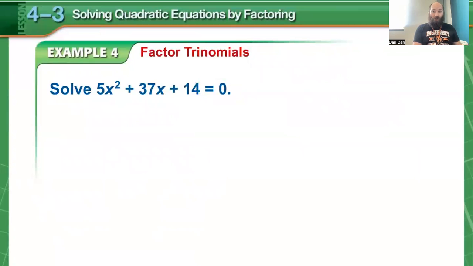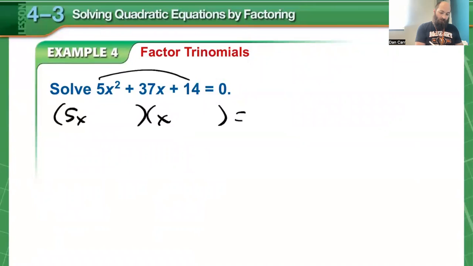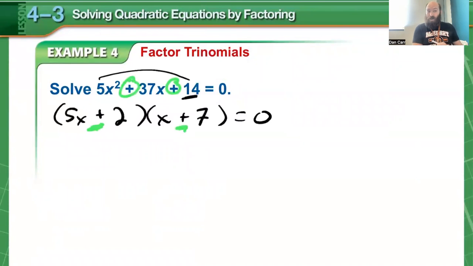This one I could do as a guess and check, and I think I will in this case, but don't forget you can also do the AC method, where you take the 5 times 14. I know with 5x squared, it has to be a 5x and an x. For 14, I think it's going to be a 2 and a 7. We've got to multiply to 14 here. I think it's going to be a 7 here and a positive 2 here. Remember, 2 positive signs means I have 2 positive signs here. So that helps.